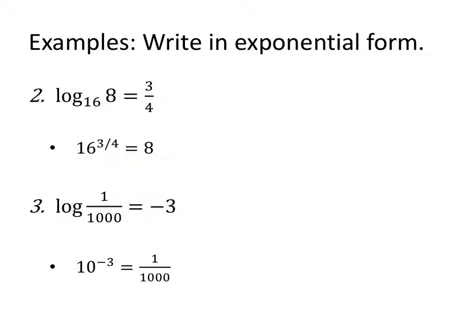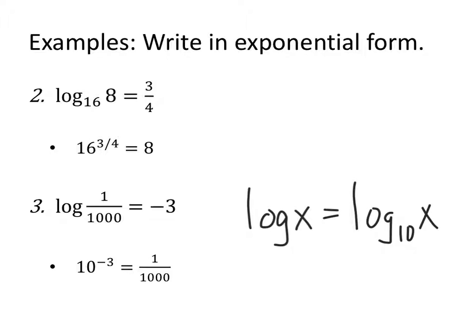Anytime a base is not written, this is going to be a special logarithm. If I just have log of x, that is log base 10 of x. This is called the common logarithm because, well, most of us have 10 fingers and 10 toes. We have a base 10 counting system because of those fingers and toes, and so it's commonly used. So anytime you have a base of 10, we just don't write it.